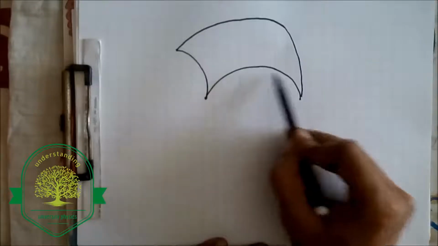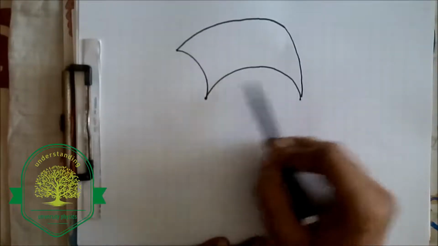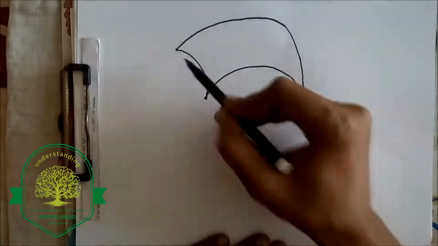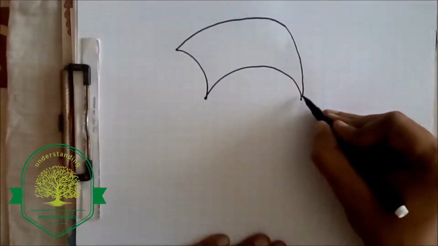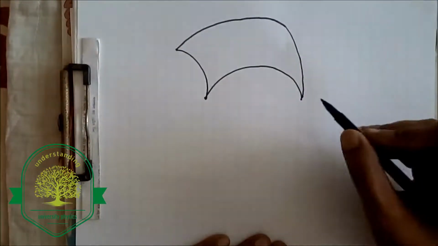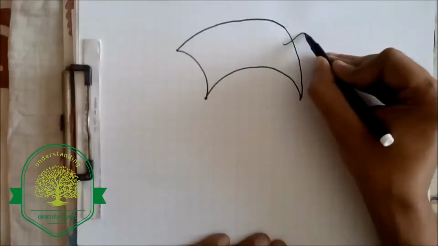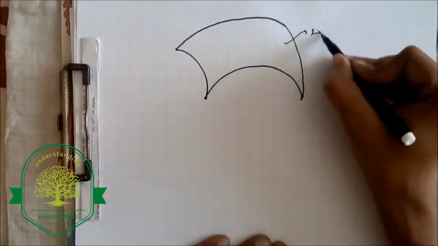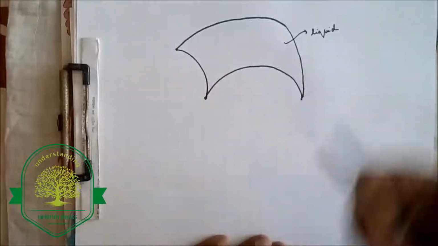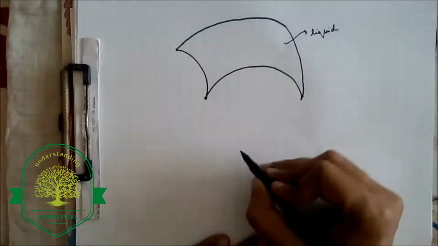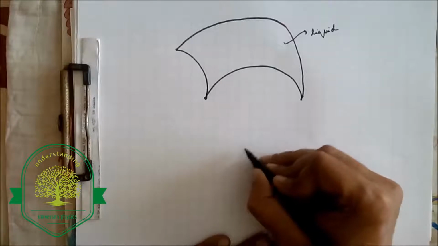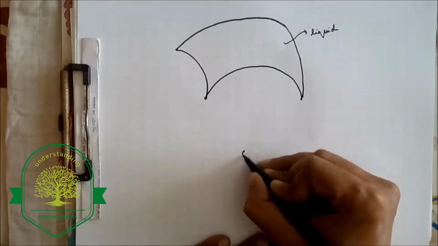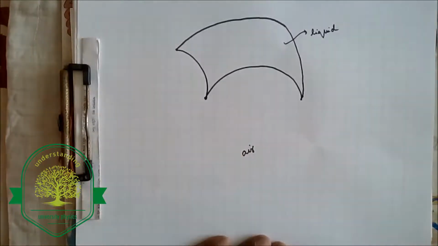This side has a different radius of curvature. Let's call that R1. And this side has another different radius of curvature. Let's call that R2. And this may be some liquid film, and the outside medium is some gaseous medium. Let that be air medium.